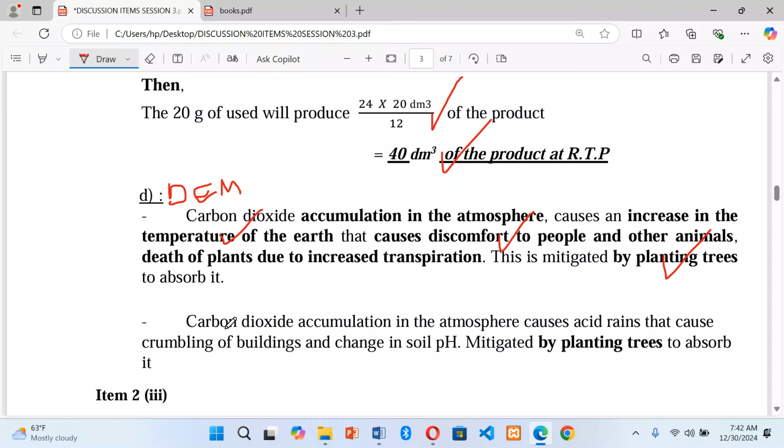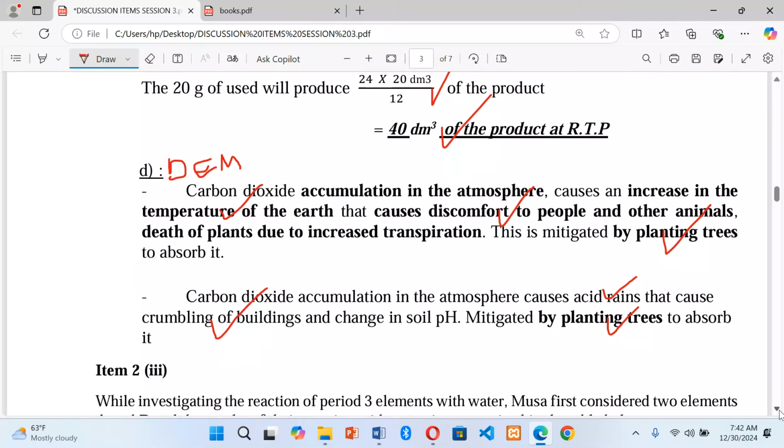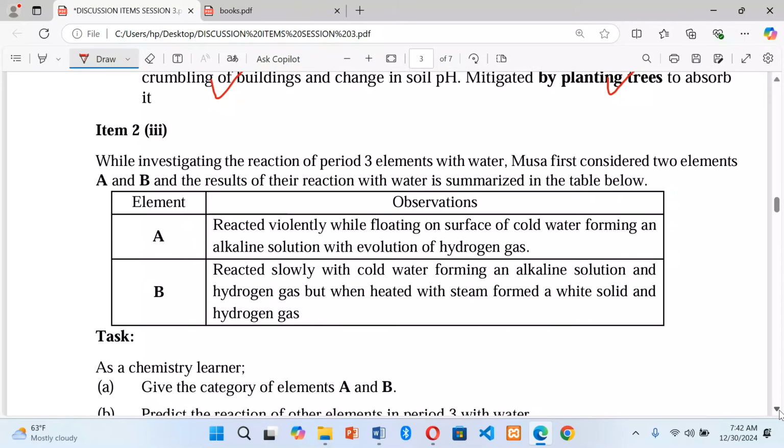Another point is saying carbon dioxide accumulation in the atmosphere causes acid rain that can cause crumbling of buildings and changing soil pH. This can be mitigated by planting trees. So you can see the 3 points can be gotten 3 scores.